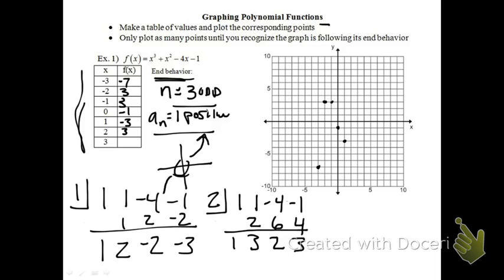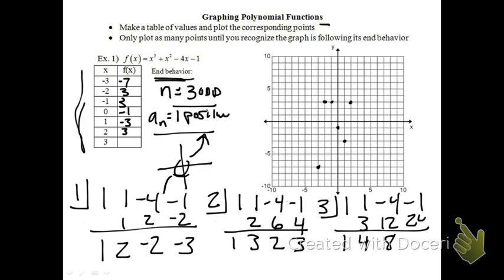Plug in 2, I get 3, oops, right there. And the last one I'm going to plug in is 3. If I plug in 3 into 1, 1, 1, -4, -1, drop down the 1, multiply by 3, I get 3, add, I get 4, multiply, I get 12, add, I get 8, multiply, I get 24, add, I get 23. That one's kind of tough to graph on here since I only go up to 10, so 23, I mean that's just off the charts, way up high, somewhere off the screen there.